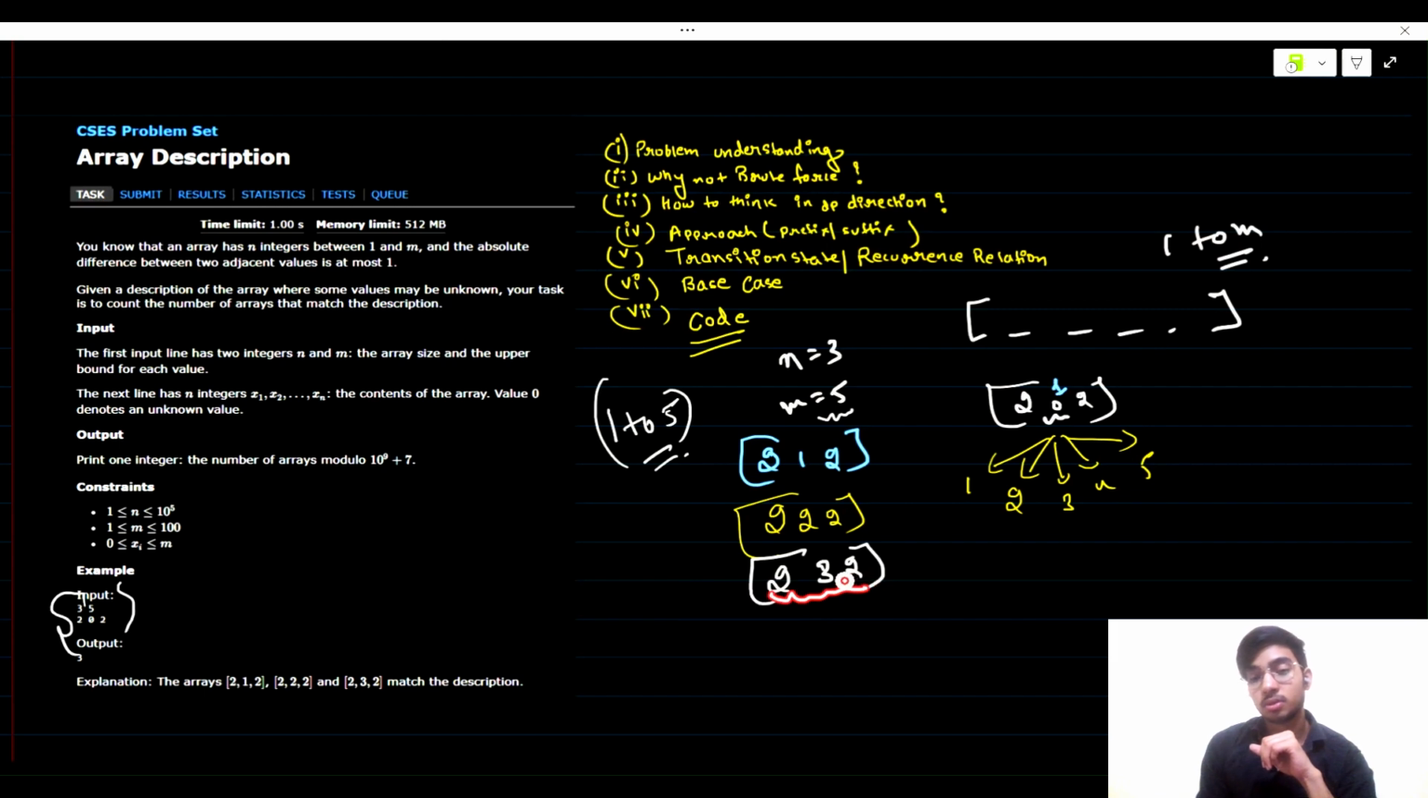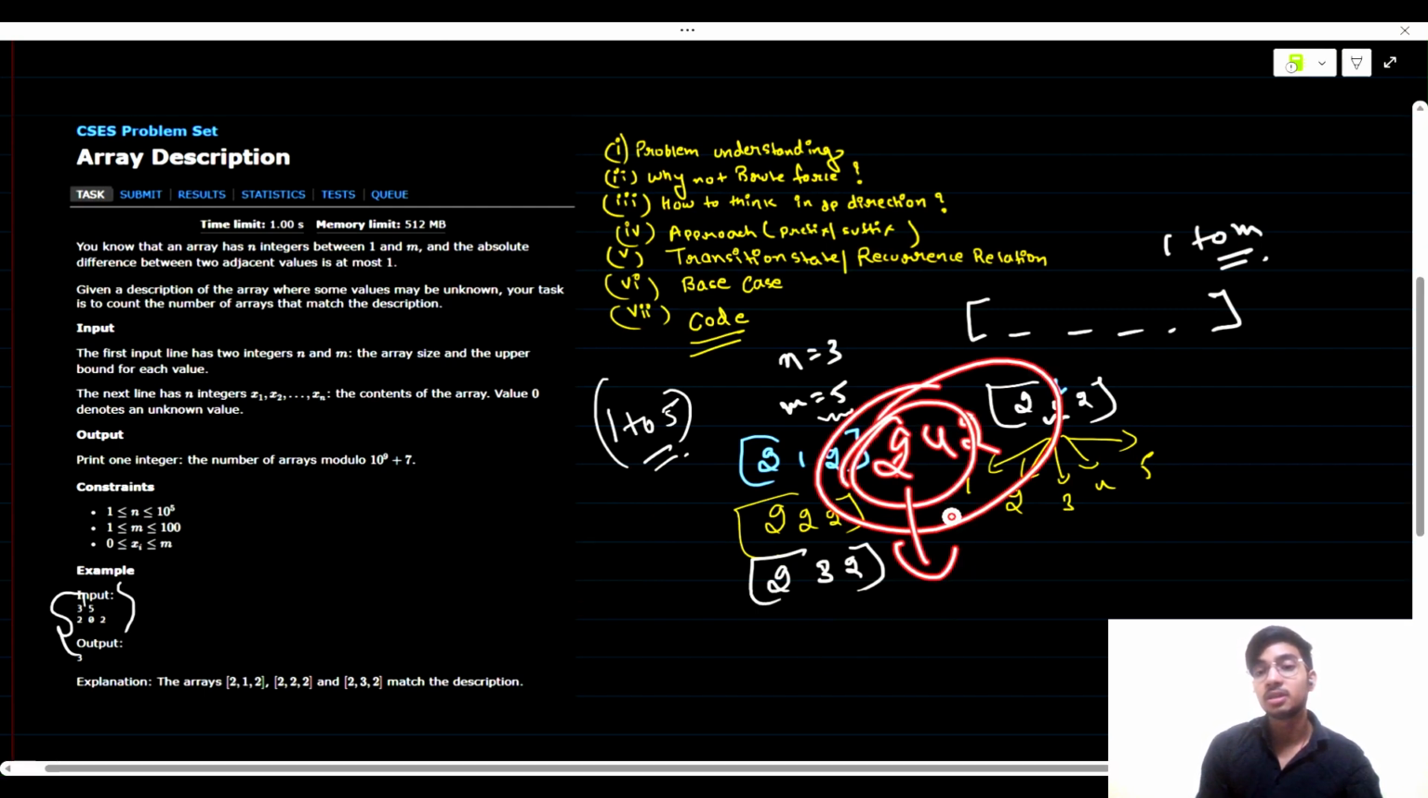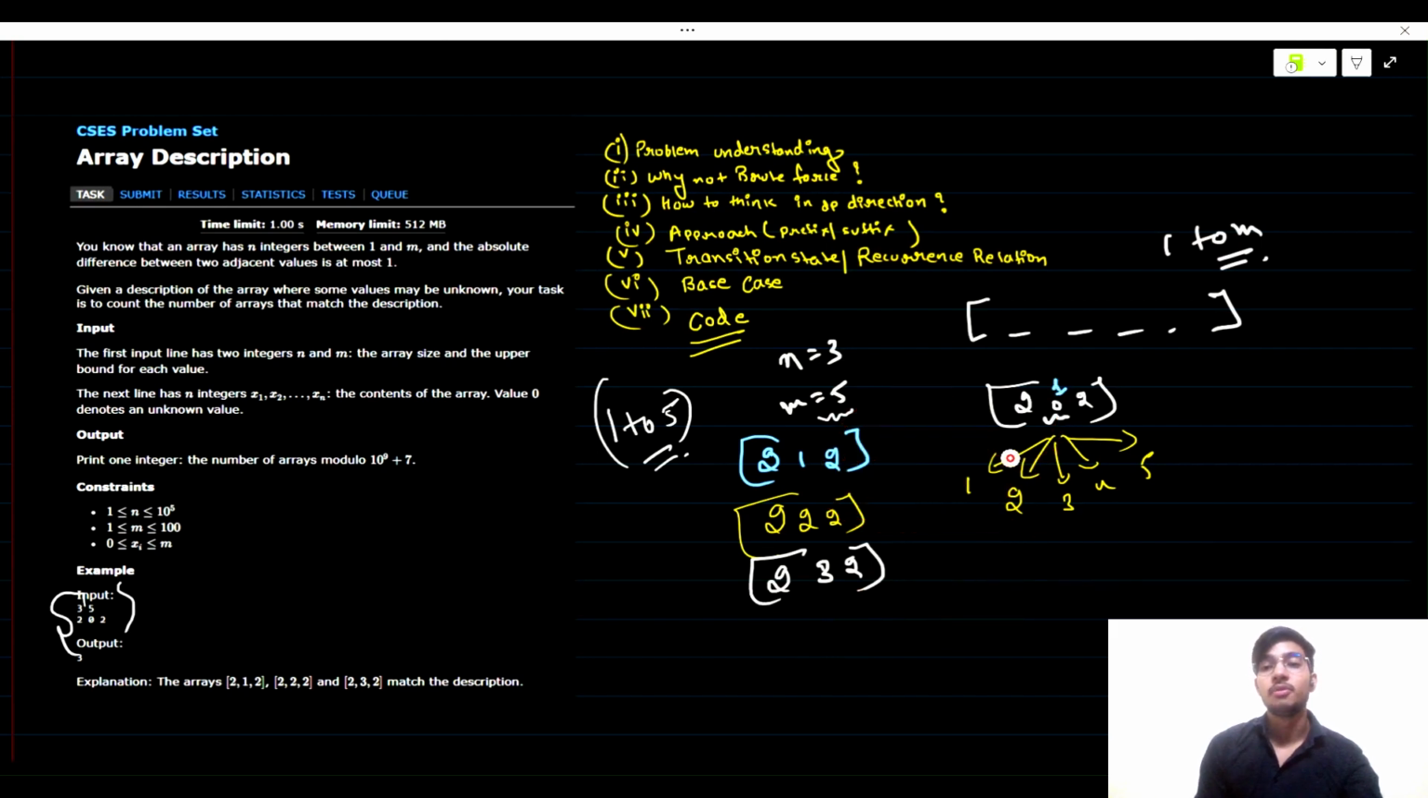That is, the value of the unknown element is between 1 to 5, and the absolute difference between two adjacent elements is at most 1. At most 1 means you can have a difference of 0 or 1, but you cannot take 4 because the difference between the adjacent elements is 2. This is not possible, because the difference has to be at most 1. So the number of arrays you can have is 3, and the answer is 3. So this is the problem. I hope you understood what the problem is.